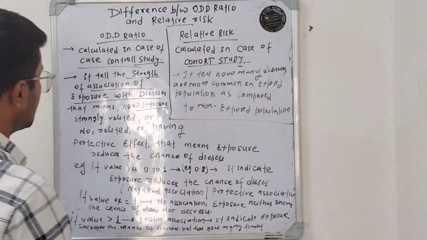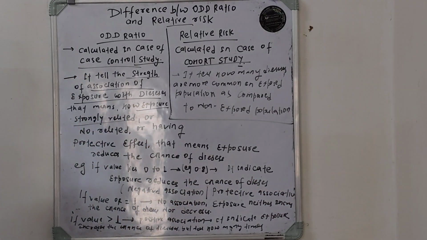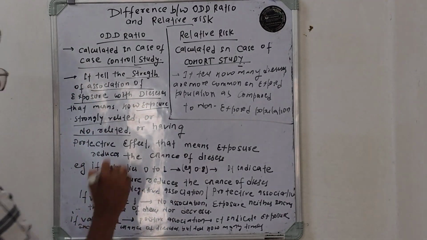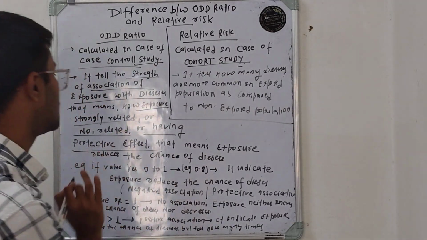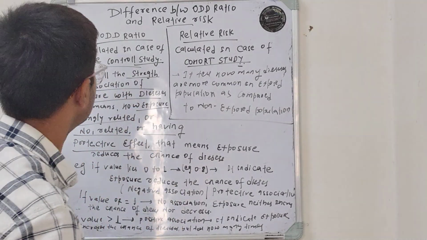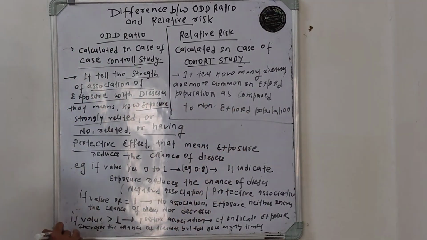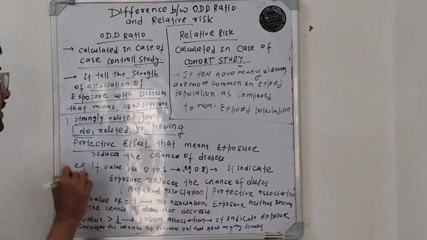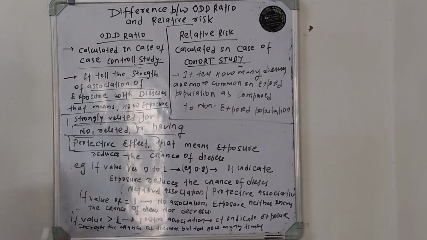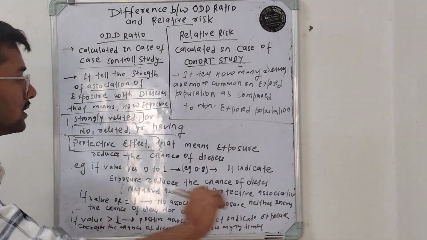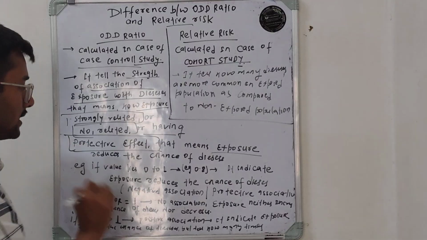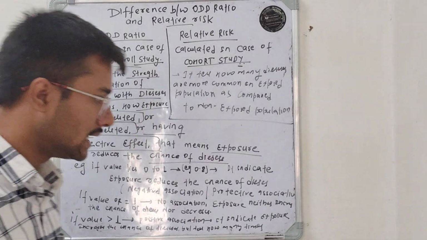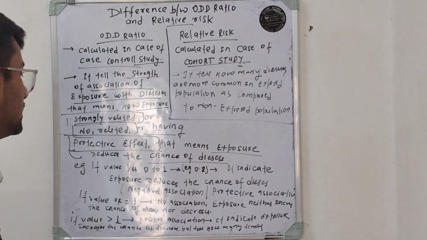The same thing again: how strongly the exposure is related, or not related, or having a protective effect. These three important points are included in case of odds ratio. That is, exposure is either strongly related, or having no relation, or having a protective effect. These three things are included in the odds ratio. If protective effect, it means the exposure reduces the chance of disease.